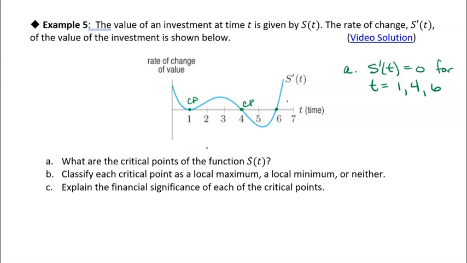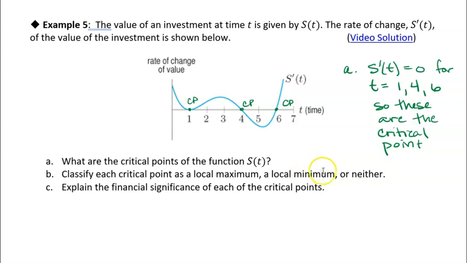Let's mark them on here. CP. So we have critical points at 1 and 4 and 6. All right, so part B says classify each critical point as a local maximum, local minimum, or neither.